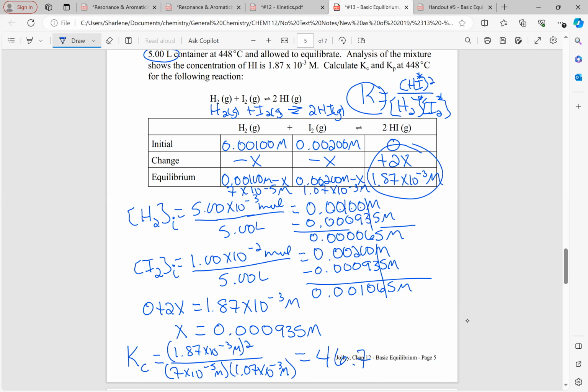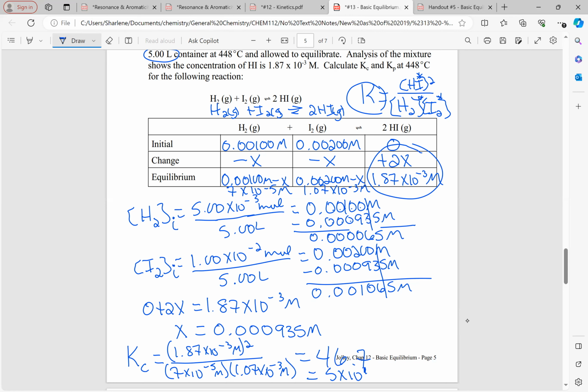Okay, so my value of Kc came out to be 46.7. I am only allowed to keep one digit in my significant figures. So I only get 5 times 10 to the first. Okay, so that is the value of my Kc.